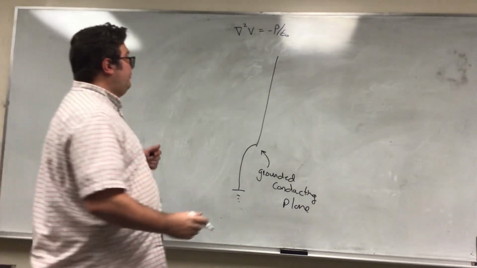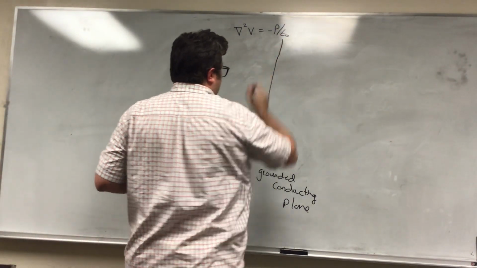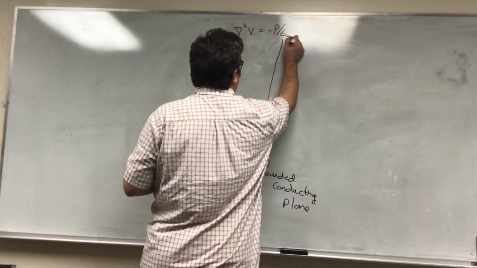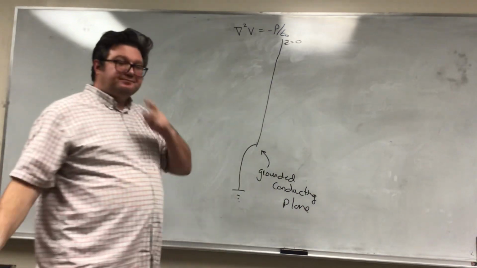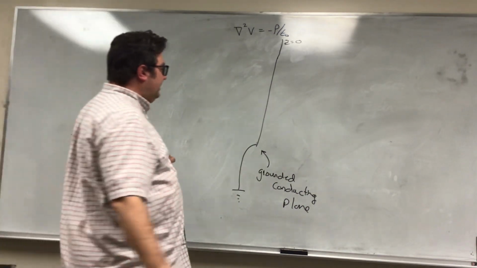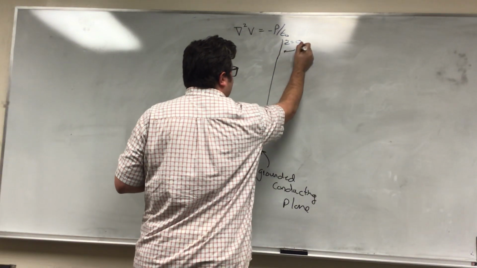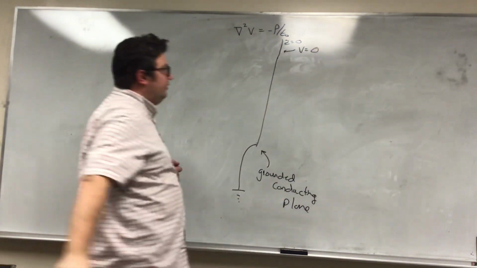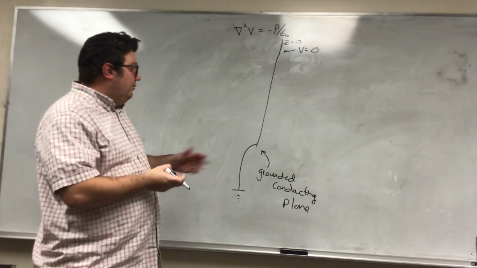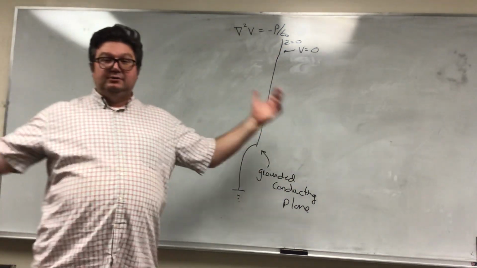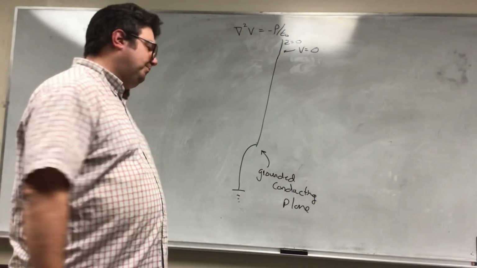Well, so first off, if I know that it's a grounded conducting plane, and let's say I call this z equals 0, I know that the potential, if this is actually inside the conductor, is going to be equal to 0 on that surface. And the reason is that it's grounded, right? So if we hook this up to ground, we have voltage equal to 0.